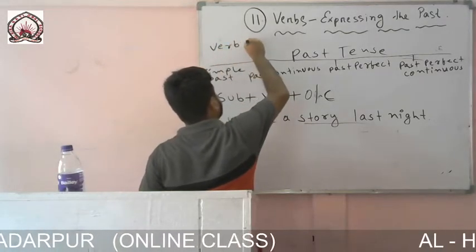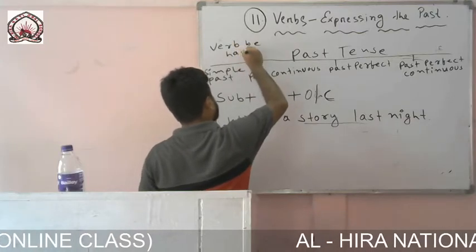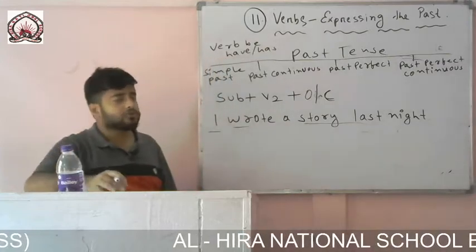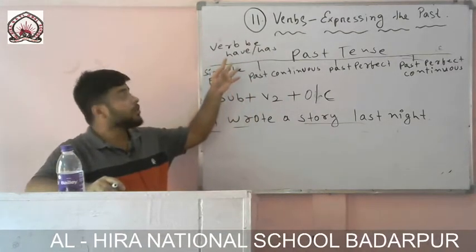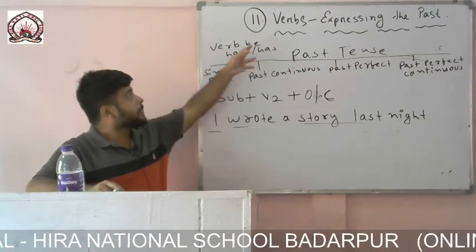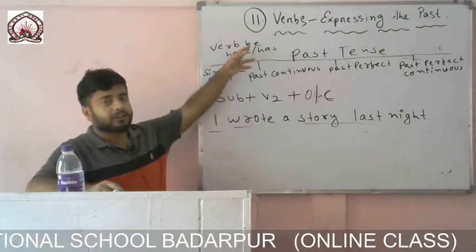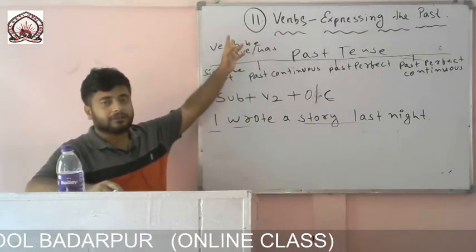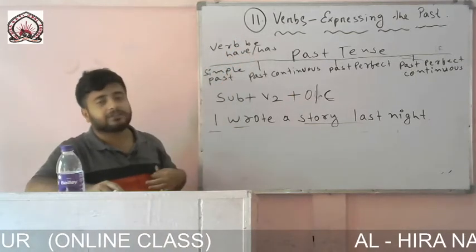Verb be, and verb have, has. So these are called what? Auxiliary verbs. Also called verb be, that is in present tense. I am talking about present tense: am, is, are. This is called what? These three are called verb be, and another is verb have or has.